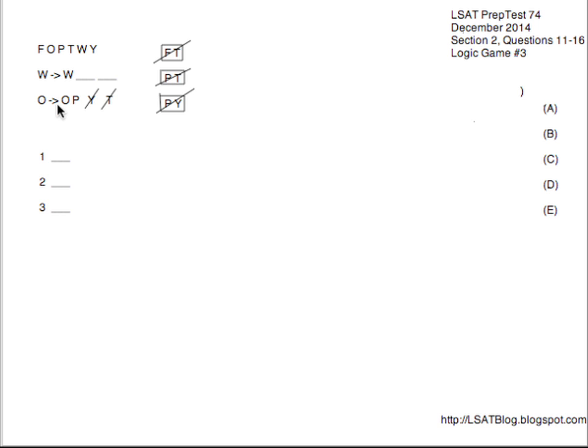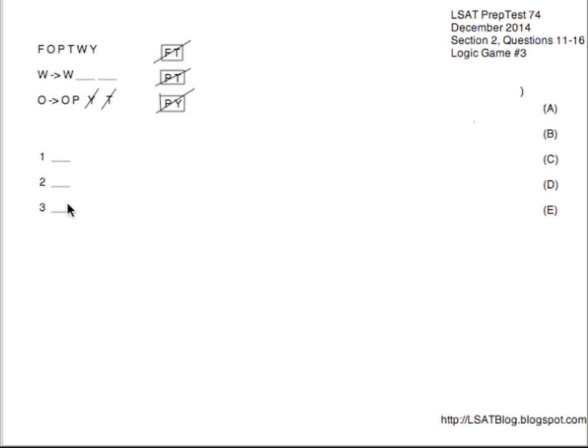If we have O, we're going to have P, and then we have some conflicts here. F and T are never together, P and T are never together, and P and Y are never together. So if you have O, then you have P, and if you have P, you're not going to have either Y or T. So that becomes something you can combine with the rule about olive. If you have O, then you have P, so you don't have Y or T in that very rug.